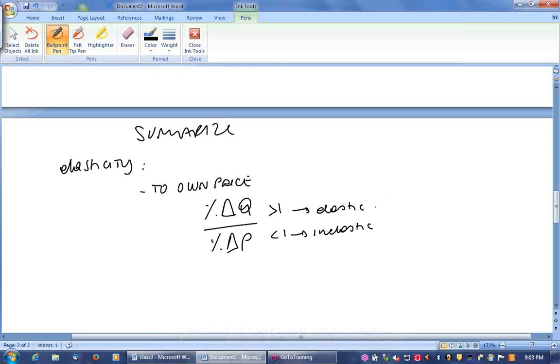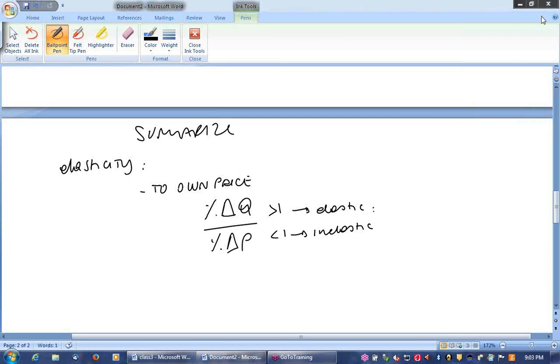So if the demand is elastic, what happens to the percentage change in total revenues? Remember that the percentage change in total revenues is equal to the percentage change in price plus the percentage change in quantity.